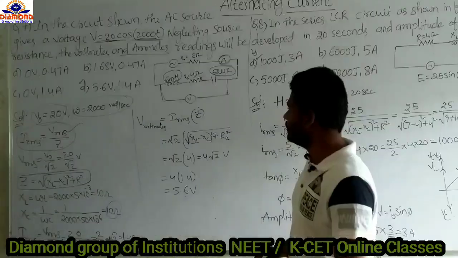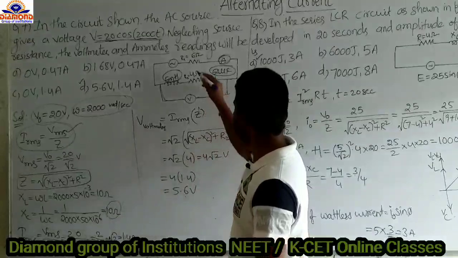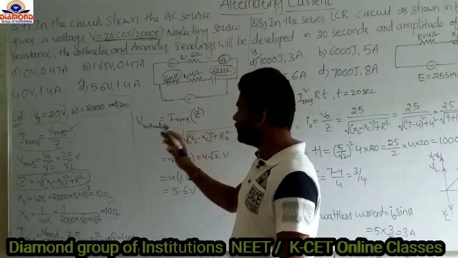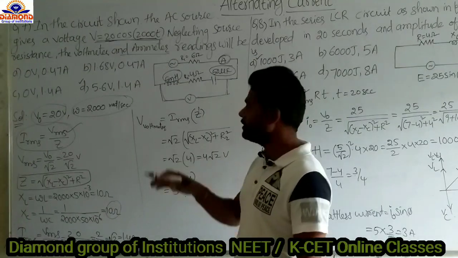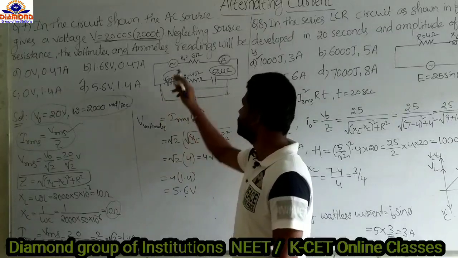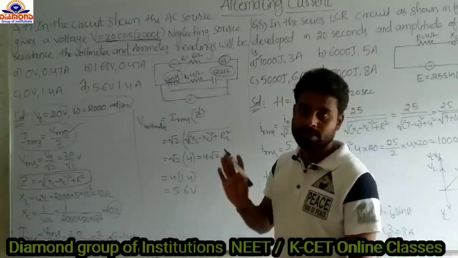Now find the reading of the voltmeter, not the supply voltage. Okay, the reading of the voltmeter. All these components are connected in series, so the same current is flowing through this one. Voltage equals current into resistance. Current is IRMS into resistance. Resistance of these three components only; don't include this 6 ohm resistance.